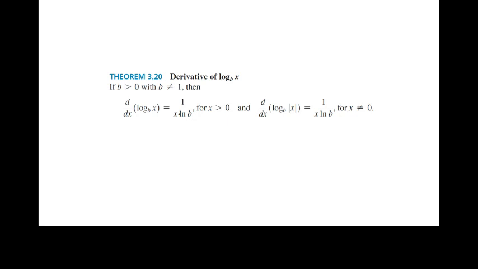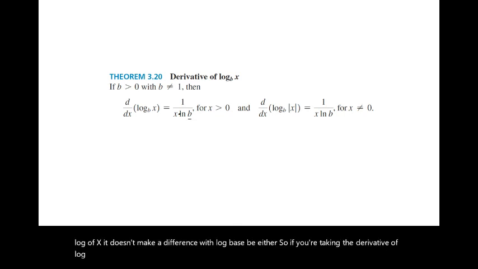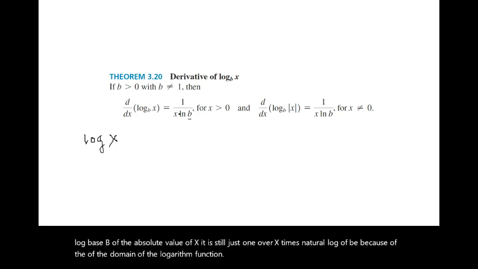And just like the absolute value bars did not make a difference with the derivative of the natural log of x, it doesn't make a difference with log base b either. So if you're taking the derivative of log base b of the absolute value of x, it is still just 1 over x times natural log of b because of the domain of the logarithm function. Also, just as a reminder, if you see a log with no base, remember that its base is 10. It's a common log.